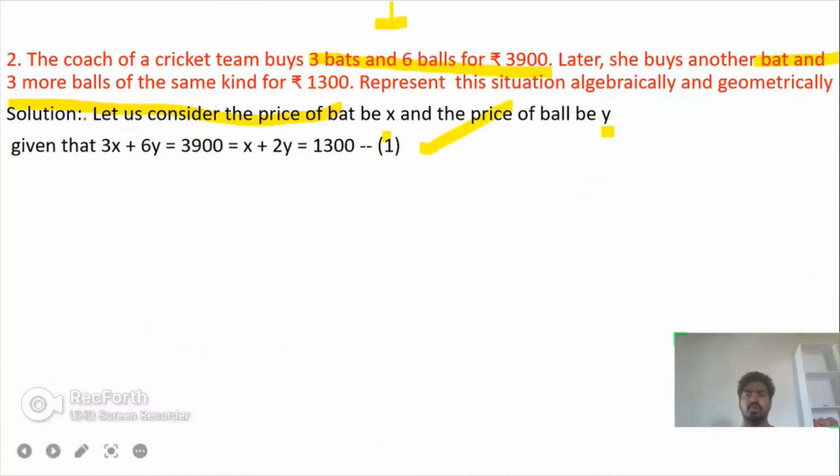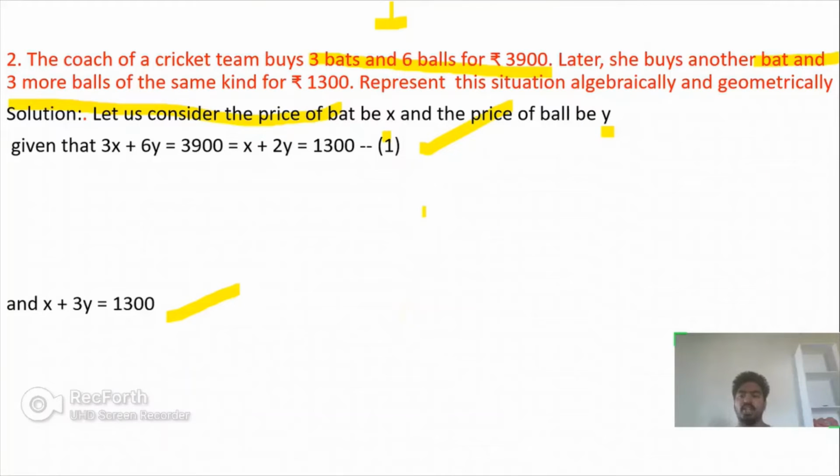which is framed as equation 1. Now the second condition: 1 bat and 3 more balls of the same kind for 1300. That is 1 times the price of a bat, 1 into x, plus 3 balls, 3 times the price of a ball, 3y, which is equal to 1300. So I can frame the second equation as x plus 3y is equal to 1300. Now this is the algebraic representation of the two conditions.